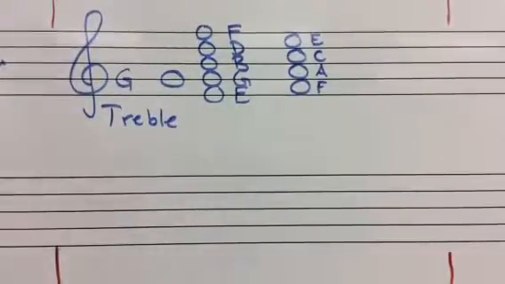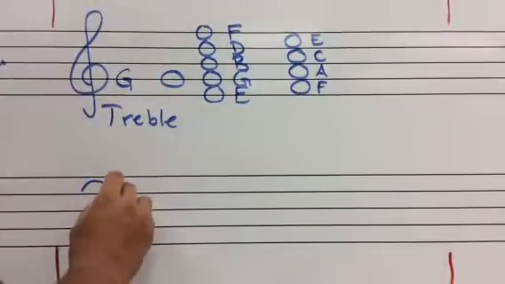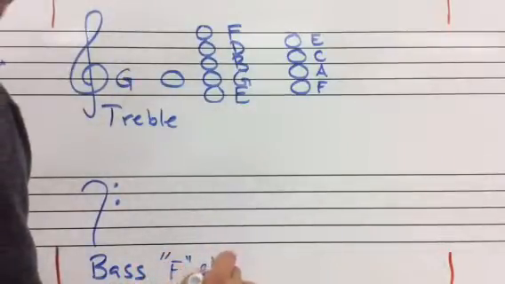So once you have the treble clef mastered, we want to also talk about the bass clef. The bass clef, again, just like the treble clef, at one point they used calligraphy and it looked fancy, but the bass clef, and it's spelled like bass, is also called the F clef.